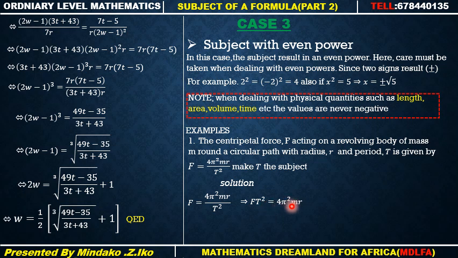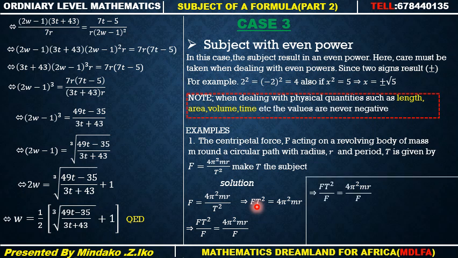Now, since f is multiplying the t squared, we are going to divide all through by f. So at the end of the day, we have ft squared divided by f being equal to 4 pi squared mr divided by f. So we are going to have that t squared equals 4 pi squared mr divided by f, because this f here will cancel with this other f here. That is why the t squared is now left alone.